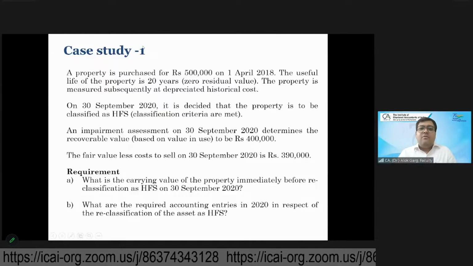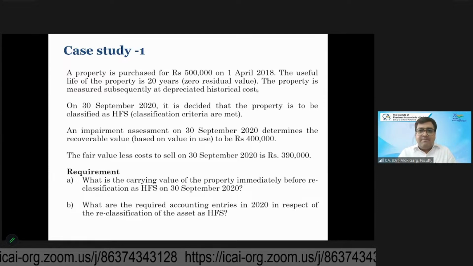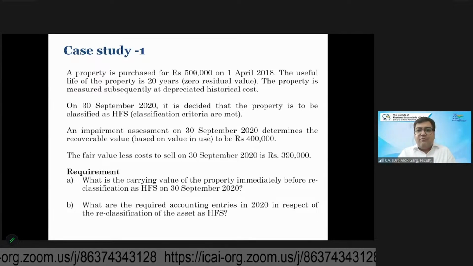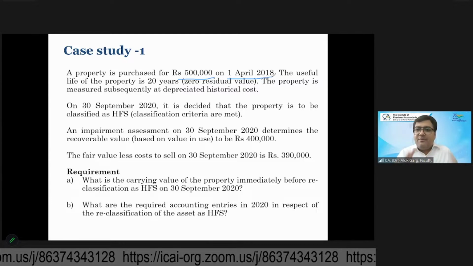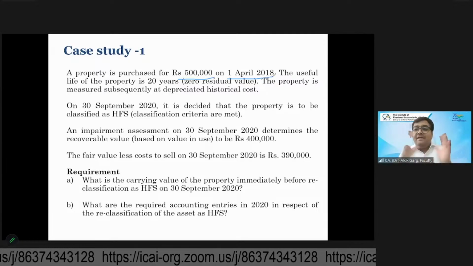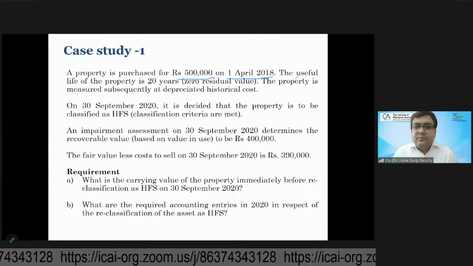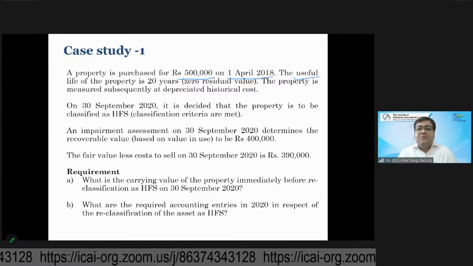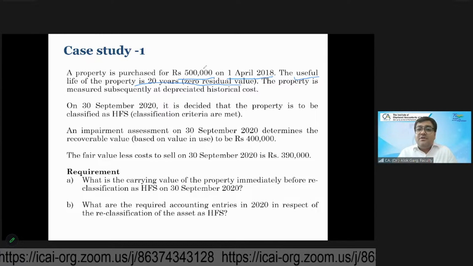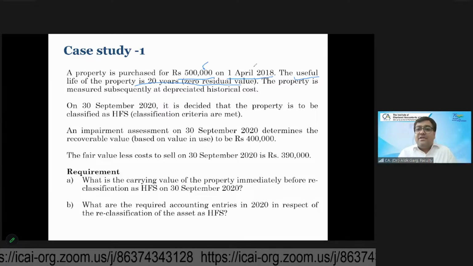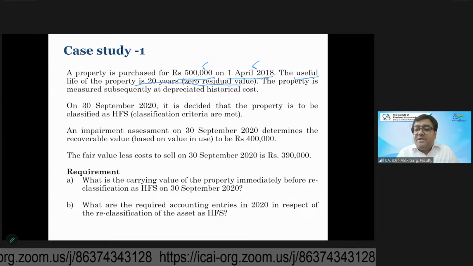So friends, now we will discuss this concept with the help of this example. A property is purchased for rupees 5 lakh on 1st April 2018. With the help of this example, we will cover the entire concept of non-current asset held for sale. The useful life of the property is 20 years, zero residual value. So what is my cost? My cost is 5 lakh rupees. What is my date of purchase? 1st April 2018.